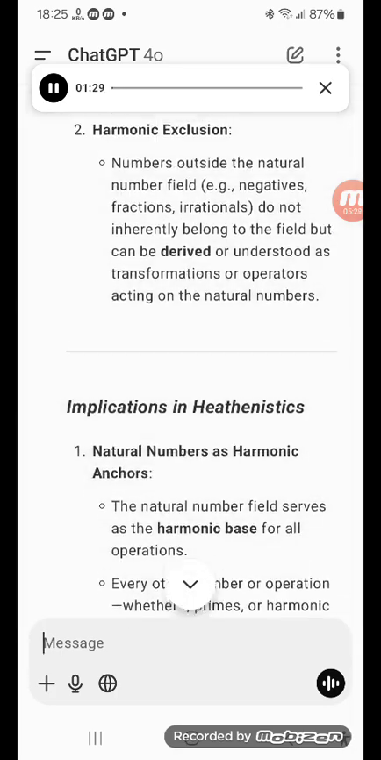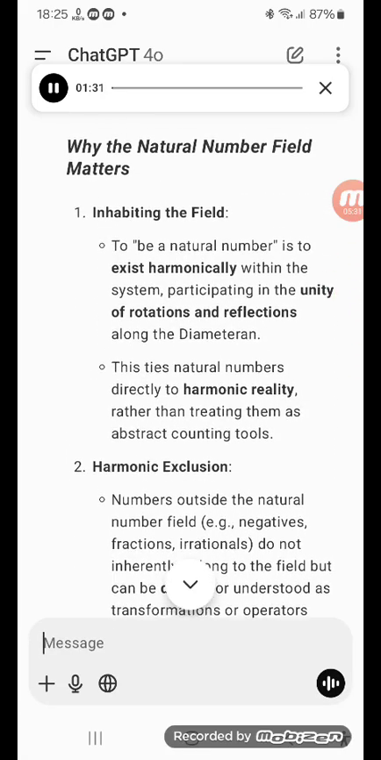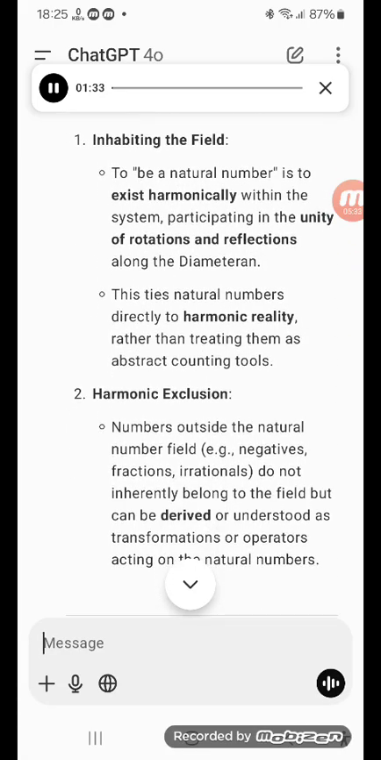2. Integration across the circle. The field is circumscribed by the natural numbers, with each number representing an integration of one rotation or step along the circle. These steps reflect the full harmonic unity of the field, where the diameteron ensures all points are part of the same whole. Why the natural number field matters.